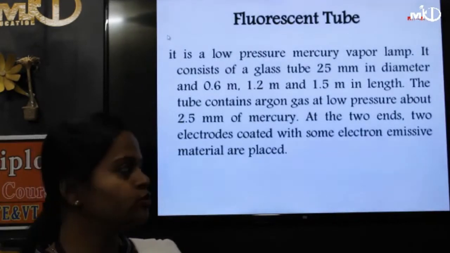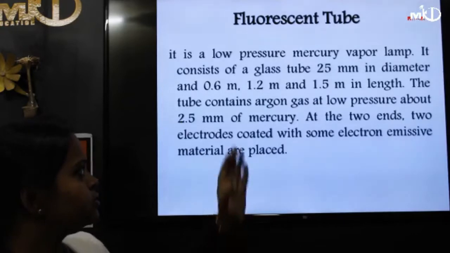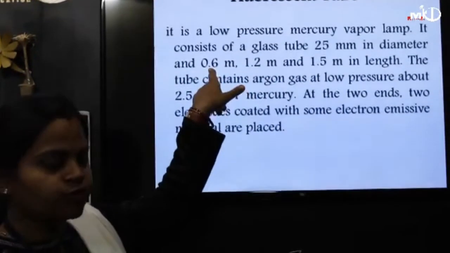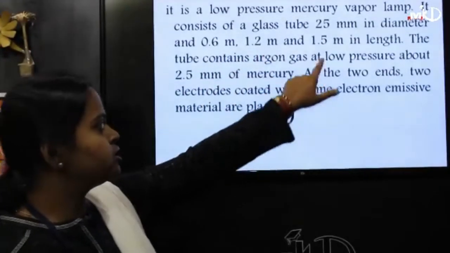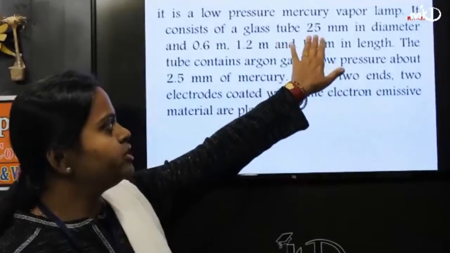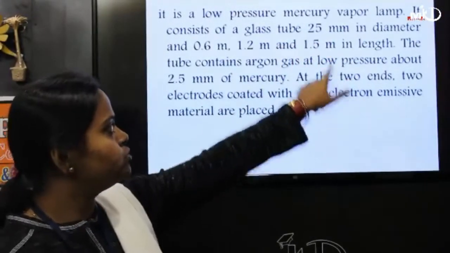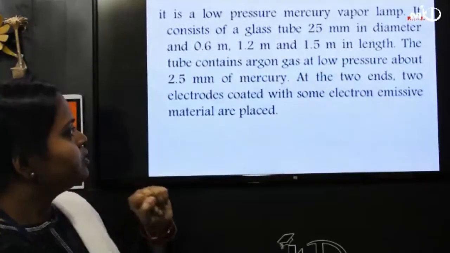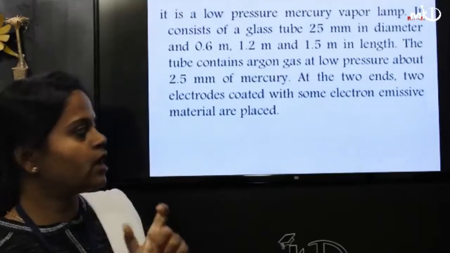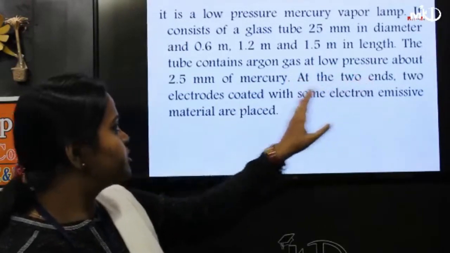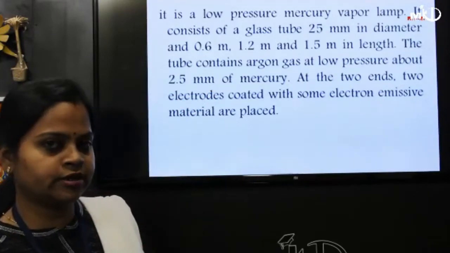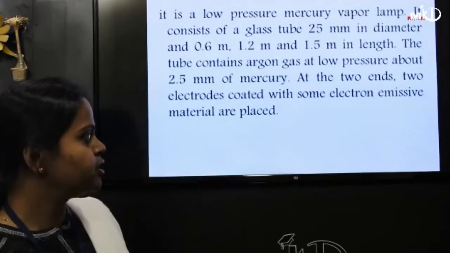Coming to the fluorescent tube or fluorescent lamp. This is the construction: its length is 0.6 meter, 1.2 meter or 1.5 meter. The diameter of the glass tube is 25 mm. The tube contains argon gas at low pressure, and mercury vapour at about 2.5 mm of mercury. Argon and mercury both are present in the tube.